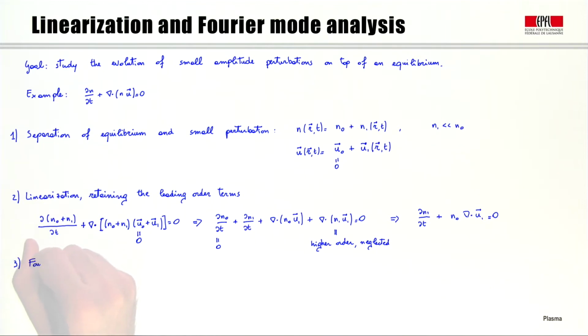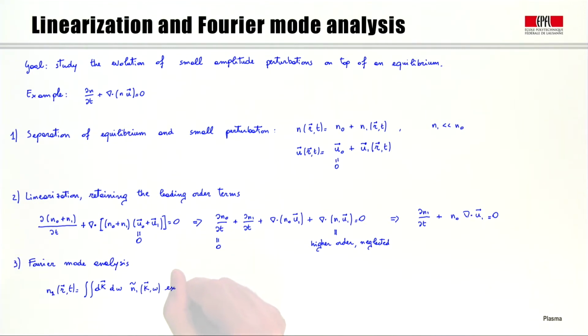We write in fact that n1, which is a function of space and time, is given by the sum, the integral of the Fourier modes. Therefore it will be given by the double integral over all the wave numbers and all the frequencies of the Fourier transform, which I will denote with tilde, of n1, which is a function of the wave number k and the frequency, times the exponential of i(k dot r minus omega t).